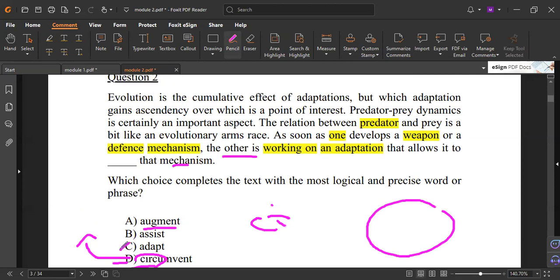And of course, letter C does not make sense. It means to adapt to that mechanism. If the other one adapts the mechanism, it will be opposite. How can the prey adapt with the mechanism of the predators? You wanted to stop this mechanism, to escape from it, to avoid being caught by the predator. That's why.